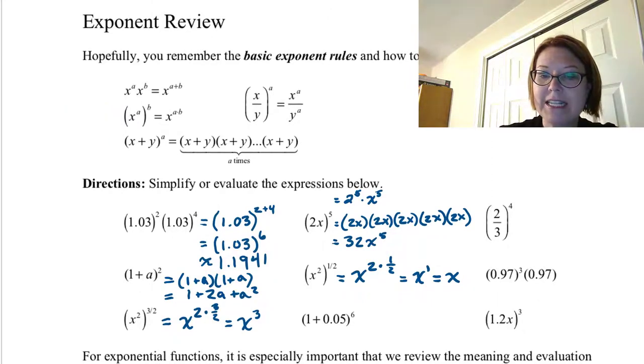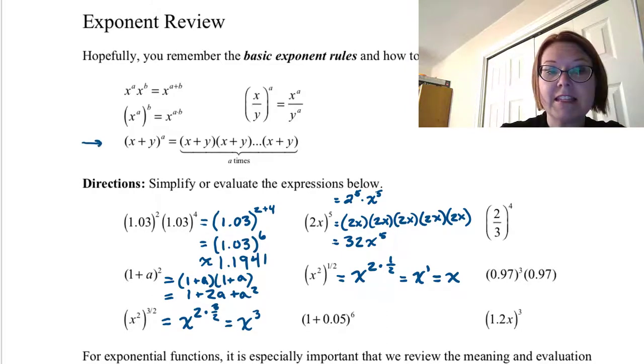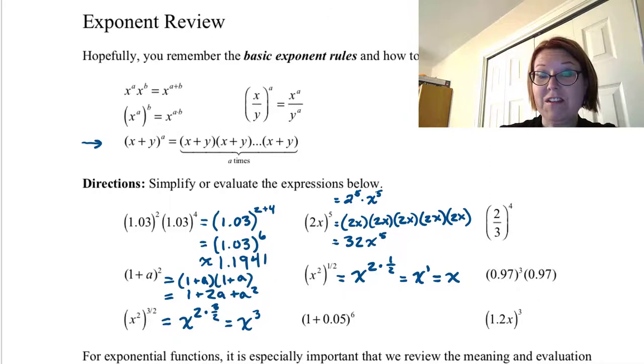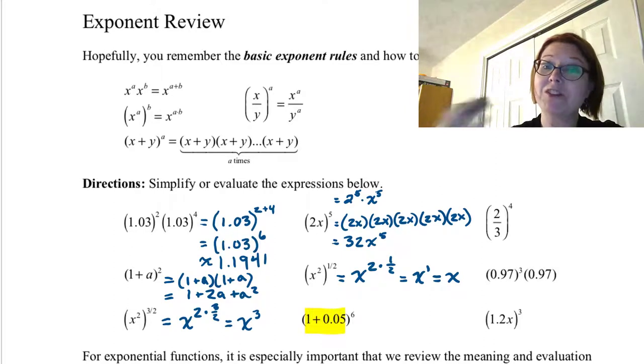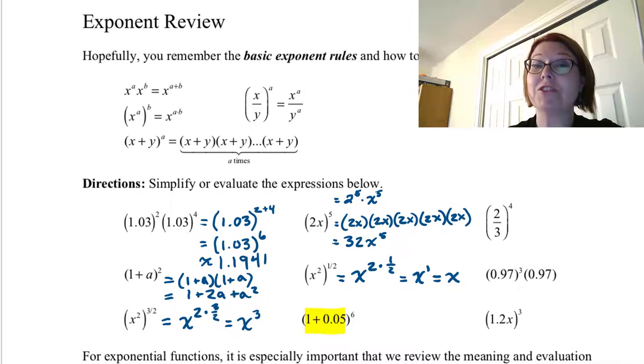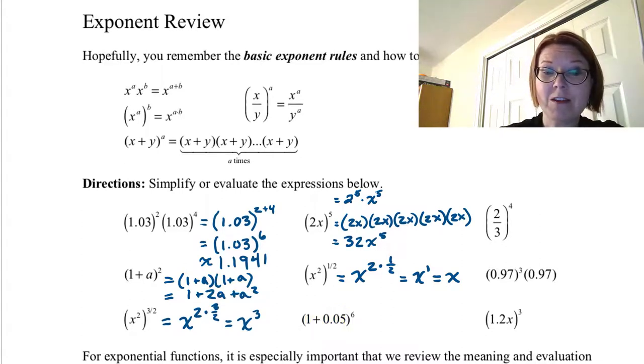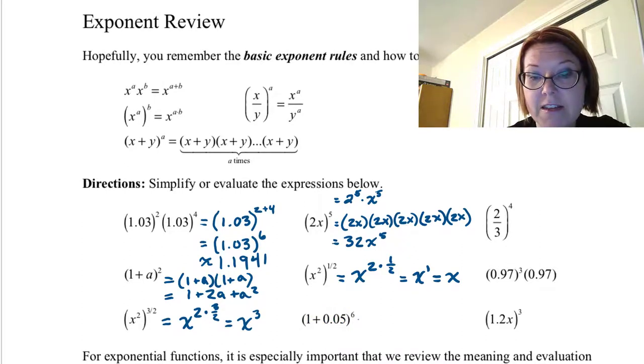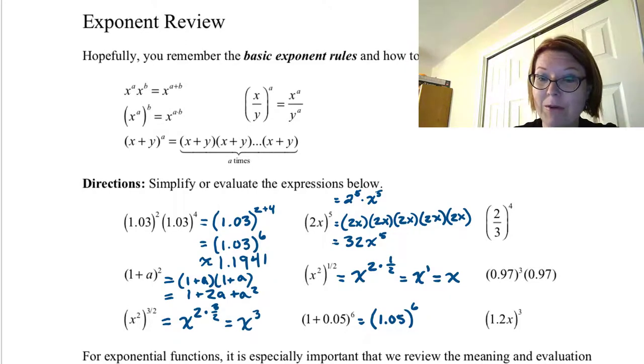Now, (1 plus 0.05) to the sixth. Now that looks suspiciously like this last rule, which is (x plus y) to the a power. But in fact, we can actually do the mathematics inside the parentheses. If we do 1 plus 0.05, we're in fact doing the proper order of operations, which is to do the parentheses first. So let's go ahead and do that and rewrite. This would be the same thing as (1.05) to the sixth power.